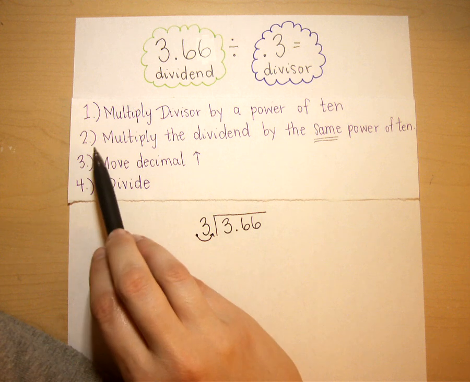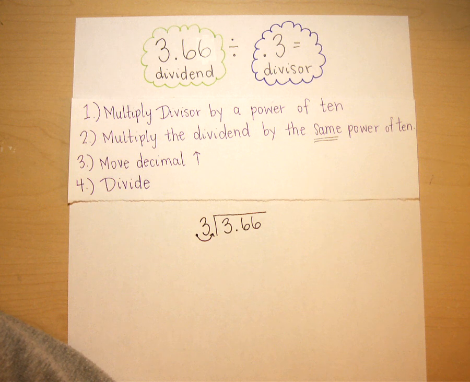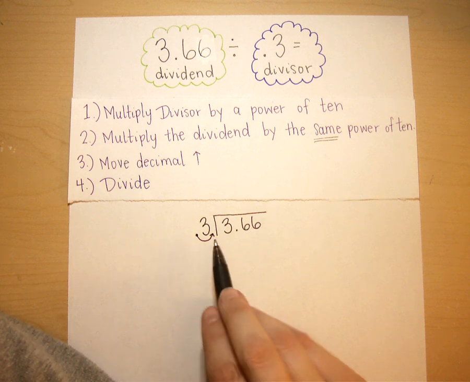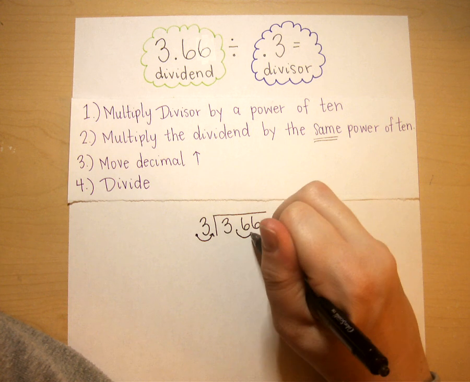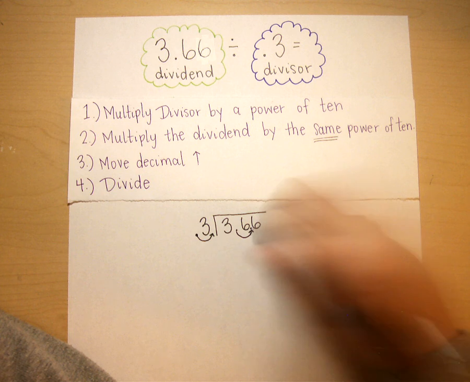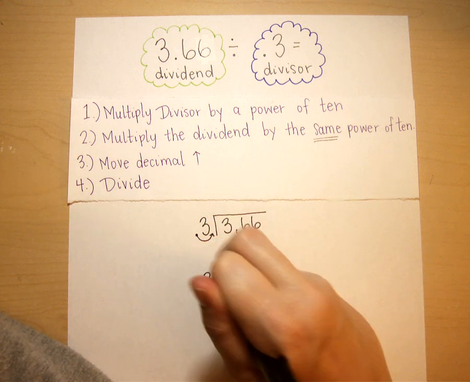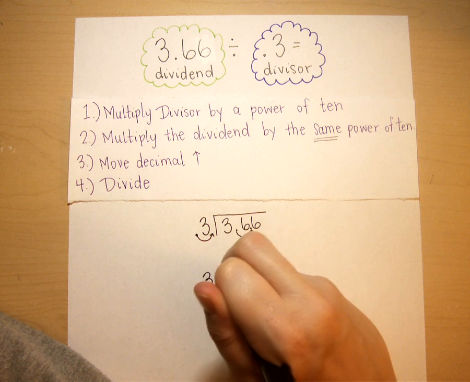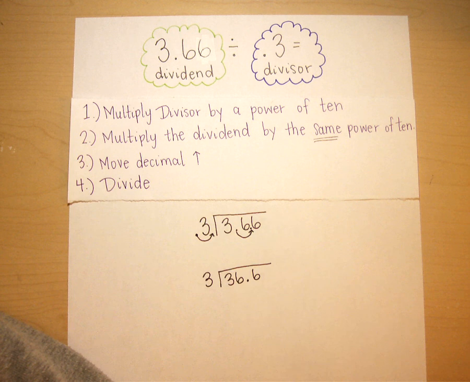With number 2, I need to now multiply the dividend by the same power of 10. So if I scooped once here and made this 10 times larger, then I scoop once here and make that 10 times larger. So now, this is not like the other problem. That's why I wanted to model this. Your decimal is actually sitting here. So this equation has turned into 3 divided into 36 and 6/10.